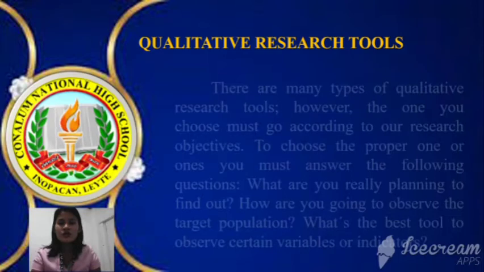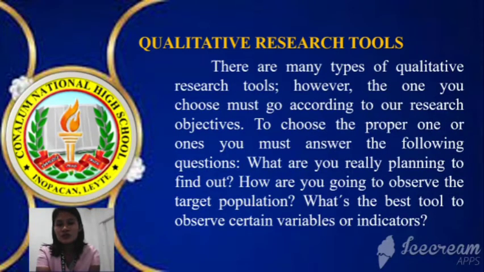Okay, there are many types of qualitative research tools. However, the one you choose must go according to our research objectives. To choose the proper one or ones, you must answer the following questions. What are you really planning to find out? How are you going to observe the target population? And what's the best tool to observe certain variables or indicators?